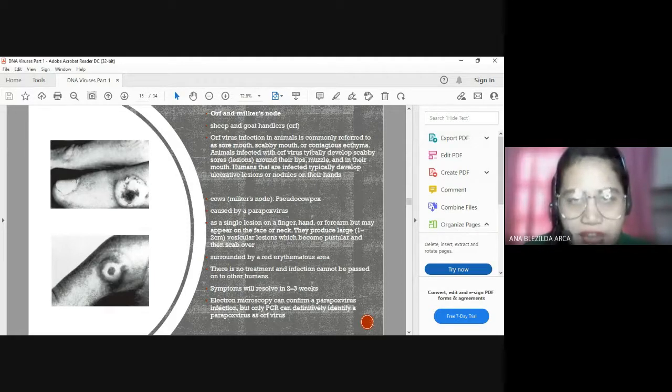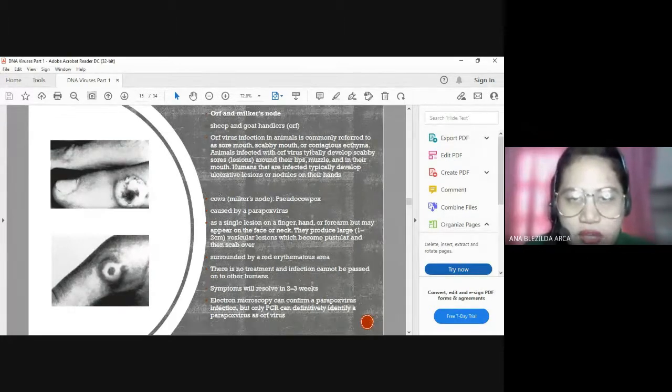So, for the Orf virus infection in animals, it is commonly referred to as sore mouth, scabby mouth, or contagious eczema. So, yung mga animals daw muna, yung mga sheep and goat, doon mo muna makikita sa kanila. Meron silang sore mouth, scabby mouth, or contagious eczema. Okay? So, kapag nahawakan yan, yung mga animals na nahawakan mo, then definitely magkakaroon ka ng infection like this one. Humans that are infected typically develop ulcerative lesions or nodules in their hands. Like this one. Yung pinanghawak mo doon sa infected na goat and sheep, magkakaroon ng mga lesions like this.